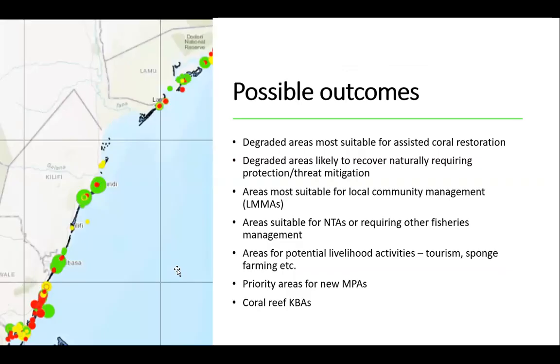To try and ground some of that abstract methodology, here are some possible outcomes from the assessment: degraded areas most suitable for assisted coral restoration, degraded areas likely to recover naturally requiring just protection or threat mitigation, areas most suitable for local community management, areas suitable for no-take areas, no fishing areas, other fishing management measures, potential livelihood activities, priority areas for MPAs, and potentially even coral reef key biodiversity areas. The map is just for illustrative purposes to show how sites may be assessed and measured based on how well they fare against certain criteria.